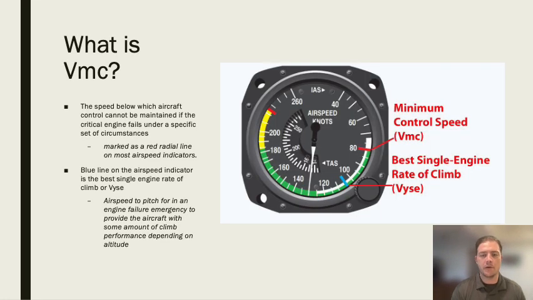So quickly we'll go over what VMC is. VMC is the speed below which aircraft control cannot be maintained if the critical engine fails under a specific set of circumstances. On the airspeed indicator, it's marked by the red radial line for most multi-engine aircraft, which we can see. And the blue line on the airspeed indicator is the best single engine rate of climb, or VYSE, which is represented by the blue radial line. VYSE is the airspeed to pitch for in an engine failure emergency to provide the aircraft with some amount of climb performance depending on the altitude.